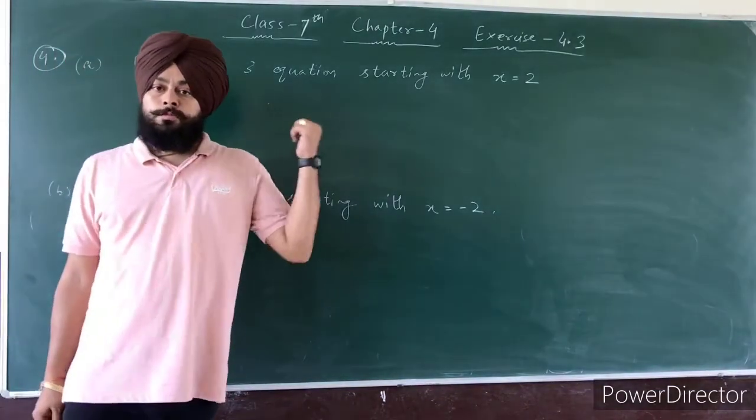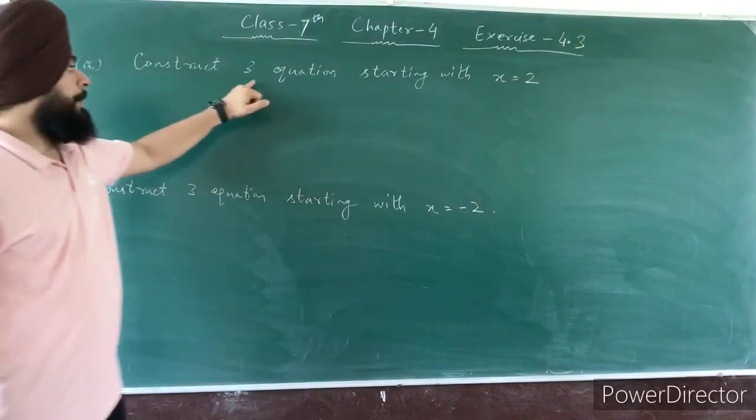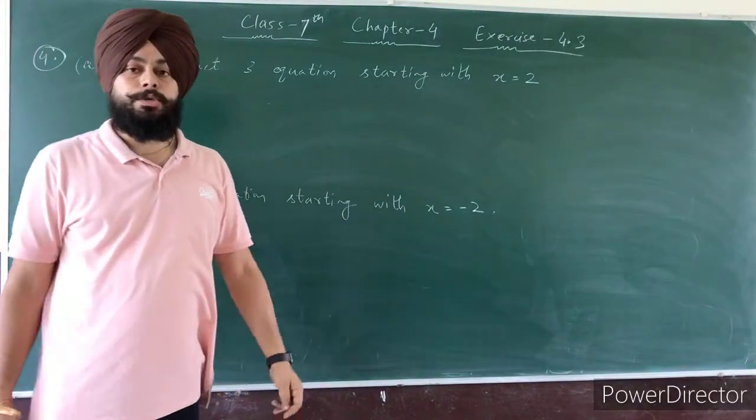Now this is the last question, number 4 of your exercise 4.3. The question is: construct 3 equations starting with x is equal to 2.